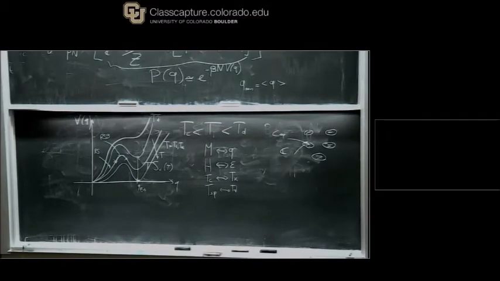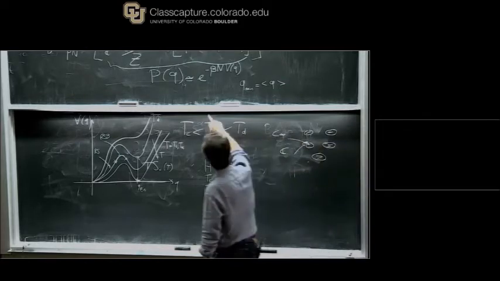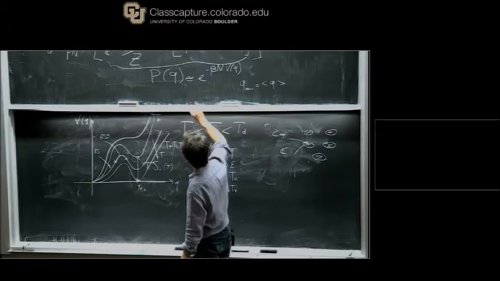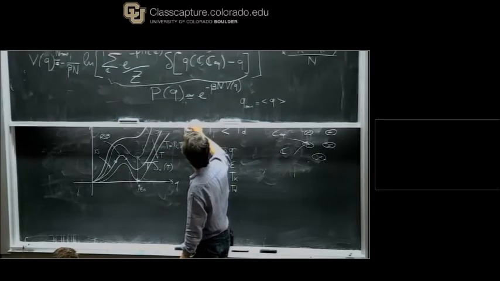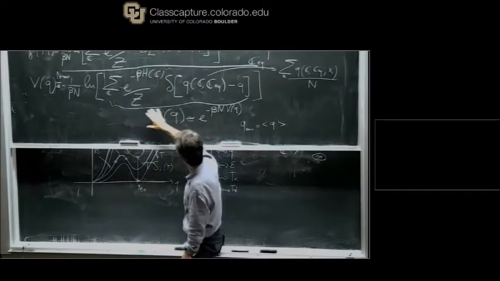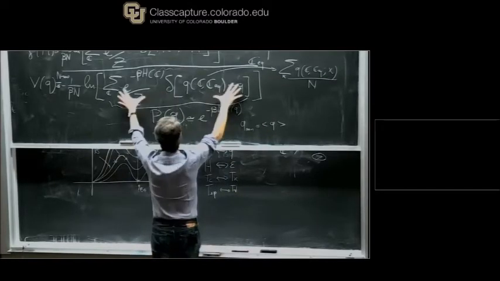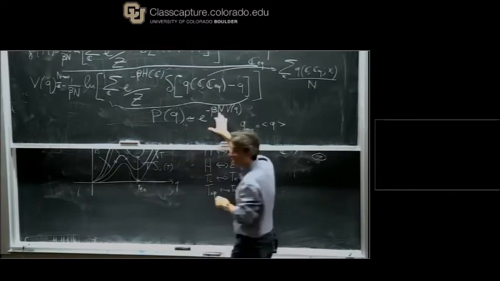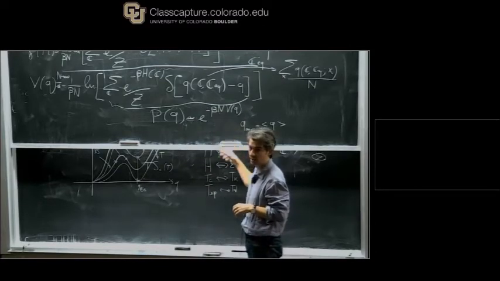Okay, other questions? So is this an equal sign, the P of Q? This one? Yeah. No, this is approximately. All this is exactly P of Q, but P of Q is equal to this just to the leading order in small n.